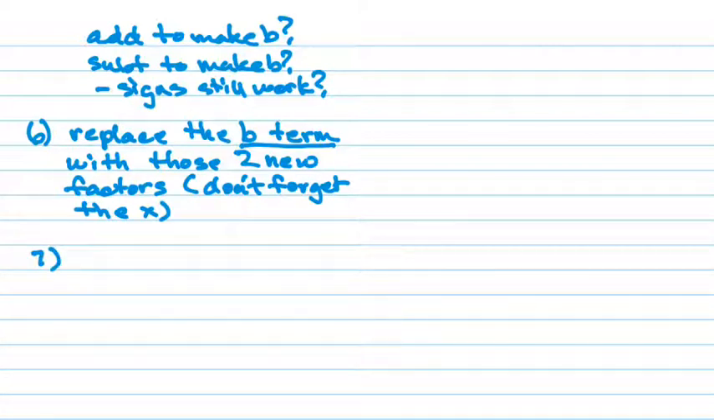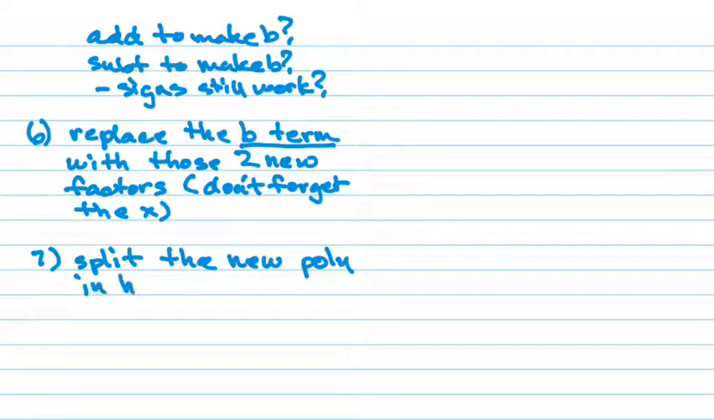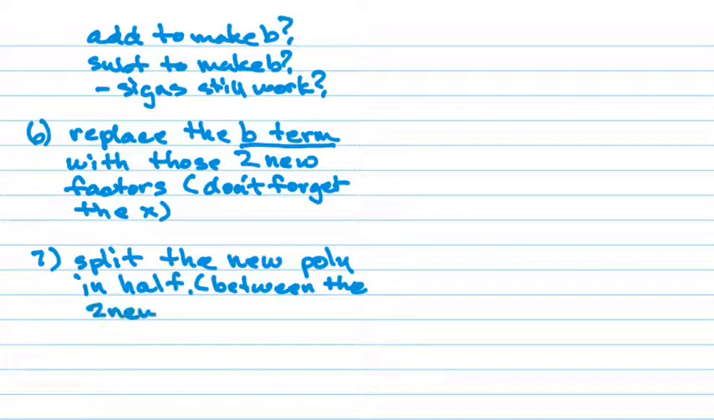Step 7. And yeah, there are a lot of steps. This is the most complicated thing you're probably going to do. All right. Okay, here we go. Split the new polynomial in half. And it always breaks in the same place, between the two new numbers. So it's always you split your B in half, or into two pieces. You're just going to split the whole thing into two pieces.